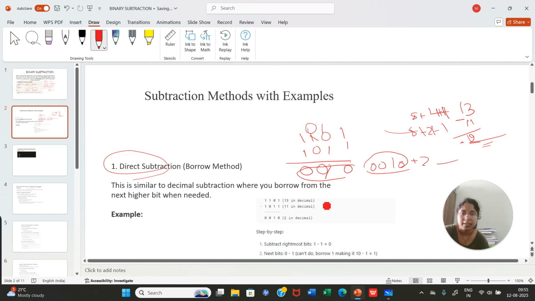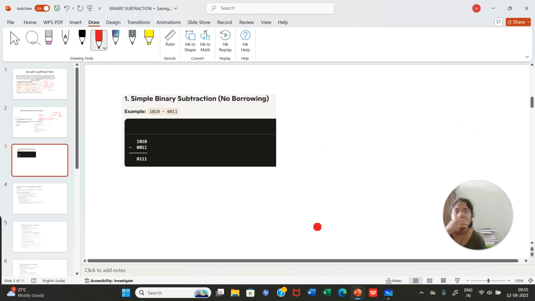Okay. Next, this is a very easy method. Subtraction using the borrow method, and by following the rules, we are going to do it. The same steps are there. Look at here. This value in decimal is 13. This is 11. So I have written it here. Let's check that. Here also I gave one more example. No borrowing, simple method is there.